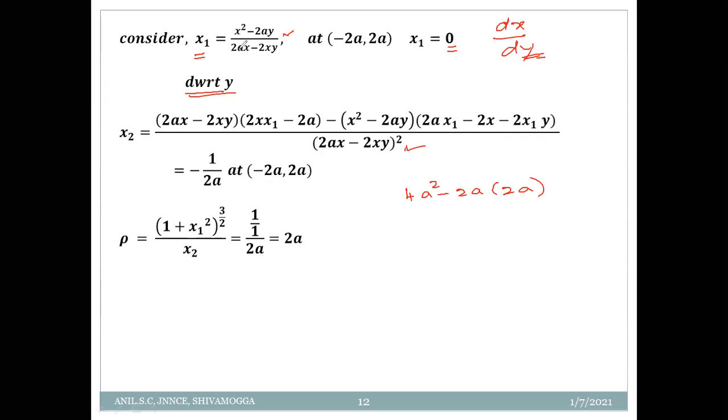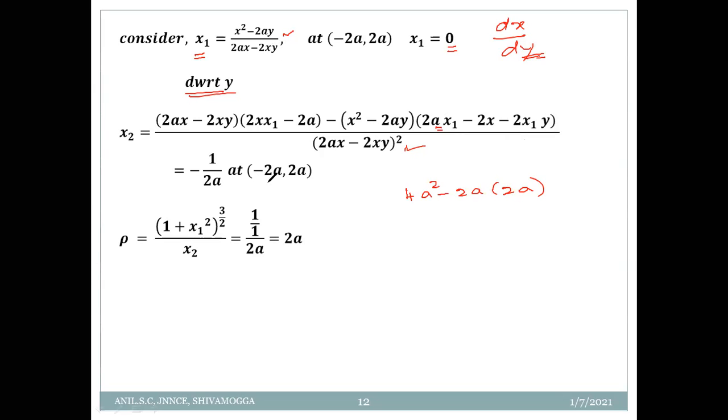Numerator into derivative of denominator 2a into derivative of x is 2a x1. Use product rule here. Minus 2x into derivative of y. Derivative of y is 1, therefore minus 2x. Now derivative of minus 2x is minus 2x1 into y. This is what I have written here.